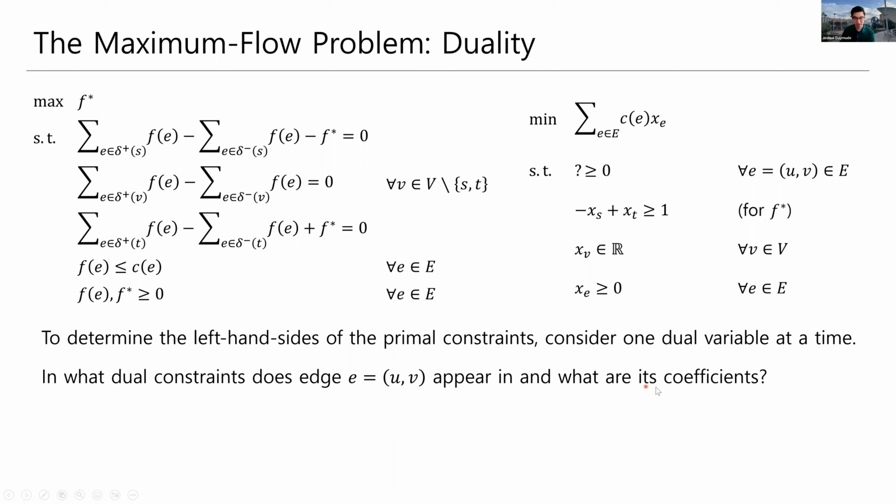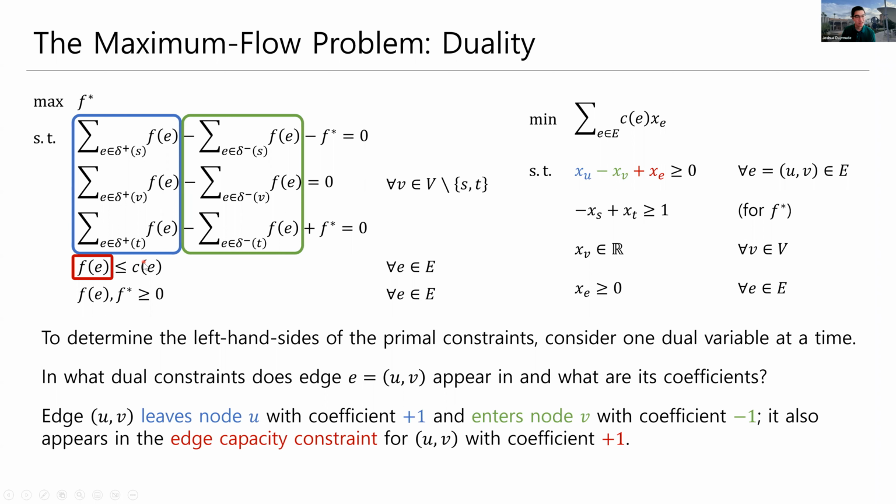So where does edge UV appear? And when it does show up, what are its coefficients? Well, it actually shows up in 3 places, and we need to deal with each of them. So first of all, this blue box. Edge UV, whenever it leaves node U, right? So it starts in U and ends somewhere else, that's going to have a +1. These are all the outgoing edges. So whenever an edge is leaving something, it has a +1. Likewise, whenever it comes into a node, it has a -1. All of these variables have a negative in front of them. So a given edge UV leaves node U with a +1, enters V with a -1.